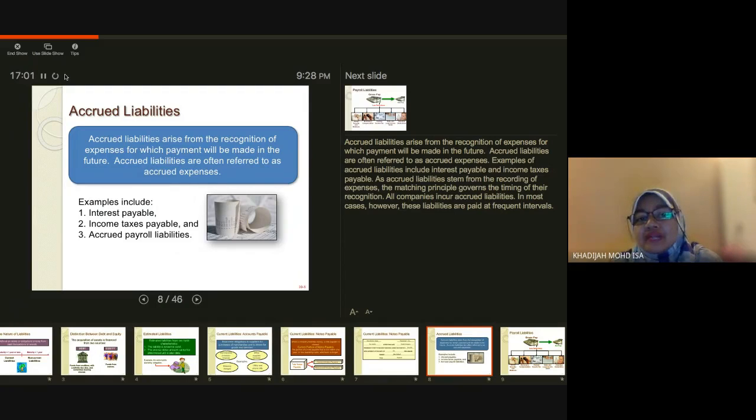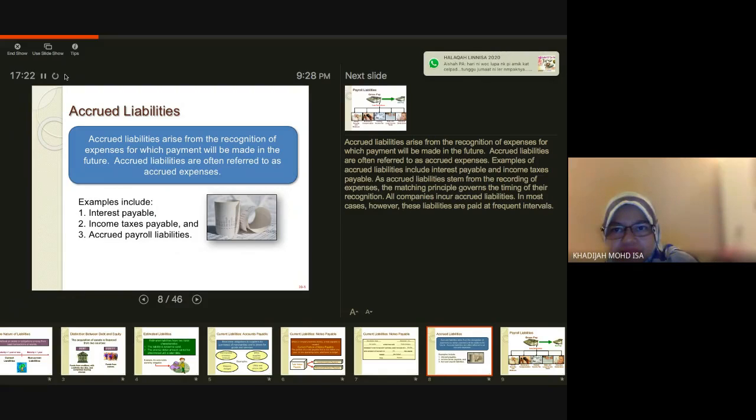Accrued liabilities, this one we have covered in the last class before. Accrued liability arises from the recognition of expenses for which payment will be made in the future. Accrued liabilities are often referred to as accrued expenses. Sometimes we call it accrued liabilities and most of the time we call it accrued expenses. So you incur the expenses but you're going to pay later.